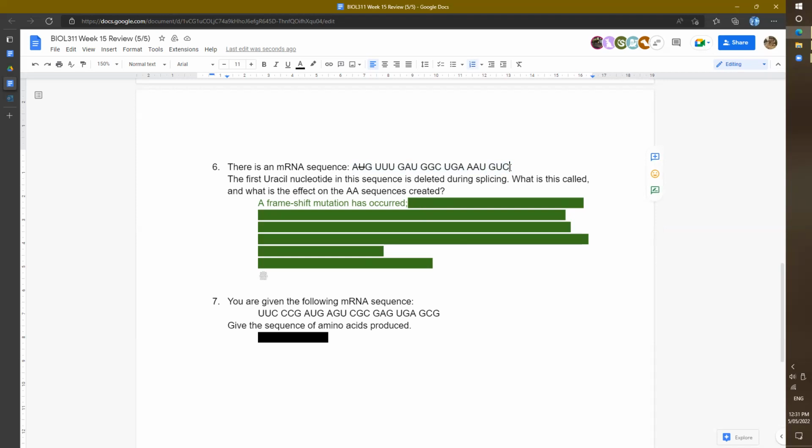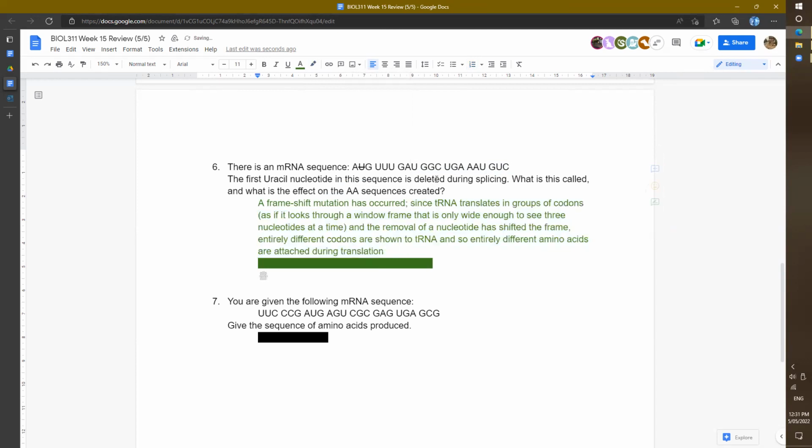So we have this sequence of RNA. What's going to happen is that this RNA is fed through your ribosomal subunits, and it is going to be read in frames. So tRNA attaches via the anticodon to the codons of your mRNA. And the tRNA, like what I showed you in the GIF, looks at a specific frame, as if it was only looking through a window frame at the mRNA inside. The window frame is only wide enough to see 3 nucleotides at a time.